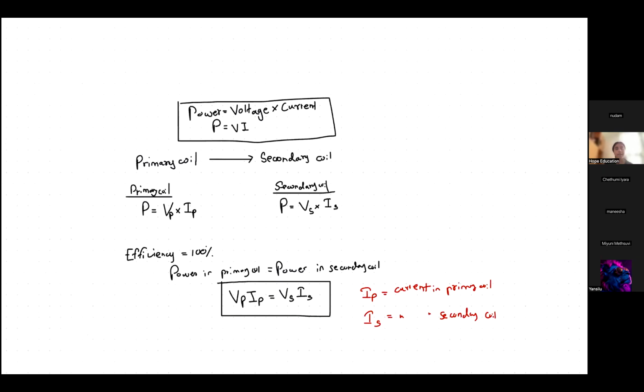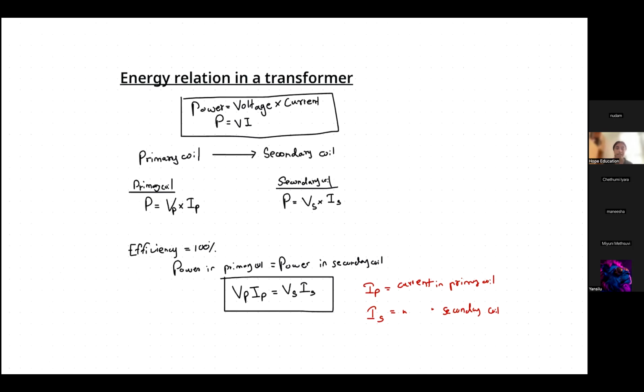Let's write this down too. After this we are done, we will just jump to a question. Energy relation in a transformer. Write this down quickly. Then let's do a question.